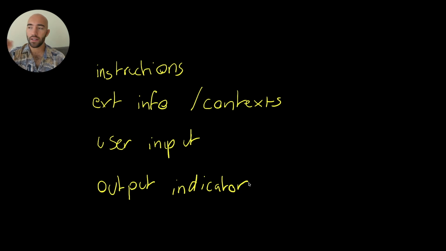On the other hand, if you were building a conversational chatbot, this output indicator might be the name of the chatbot followed by a colon, as if you're in a chat log. Okay, so they're the four main components of a prompt that we're going to talk about and that we're going to actually use to construct our prompts throughout this video.